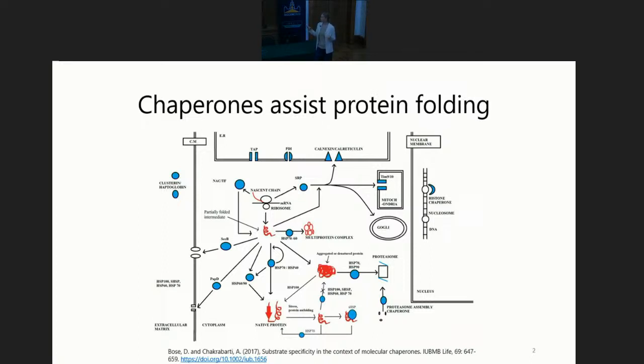Let's take a look at the ribosome. Here is the newly synthesized chain. You can see that this yet unfolded chain can be caught by several members, and in some cases they help to fold this protein, in some cases they take it out of the cell.